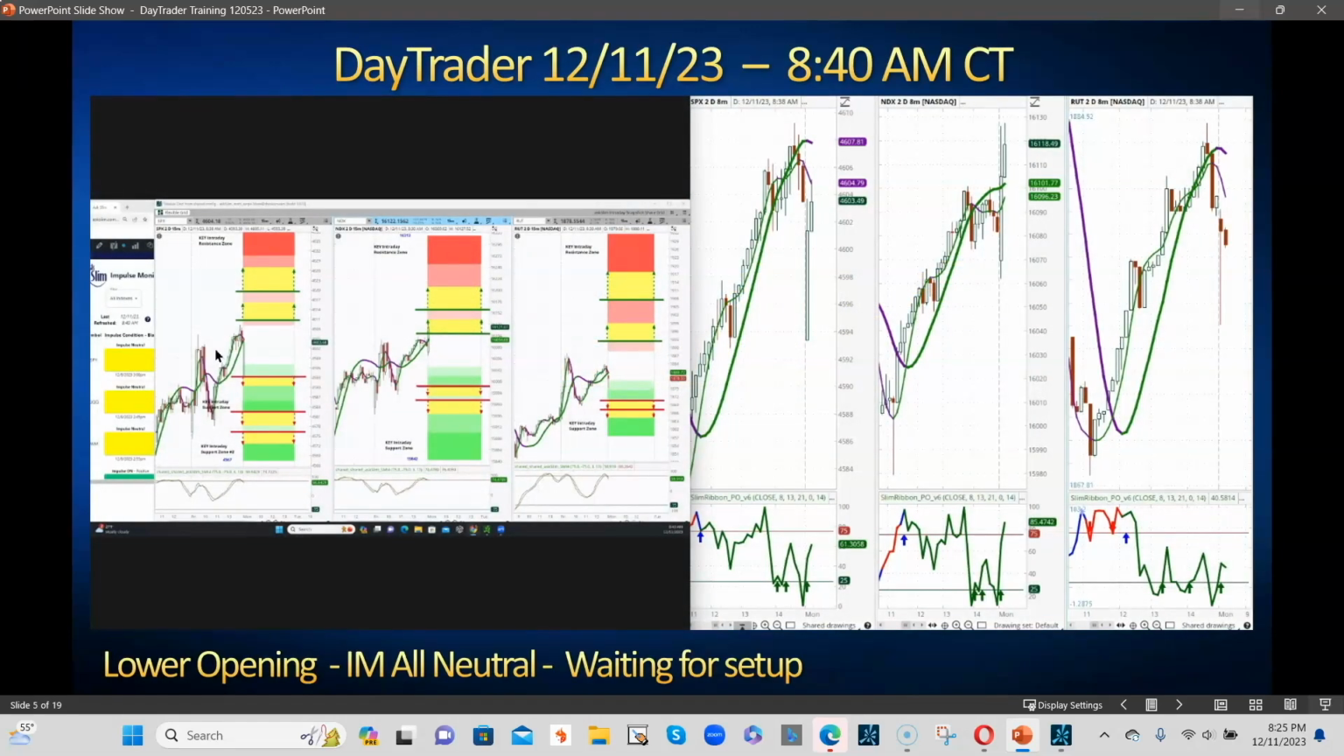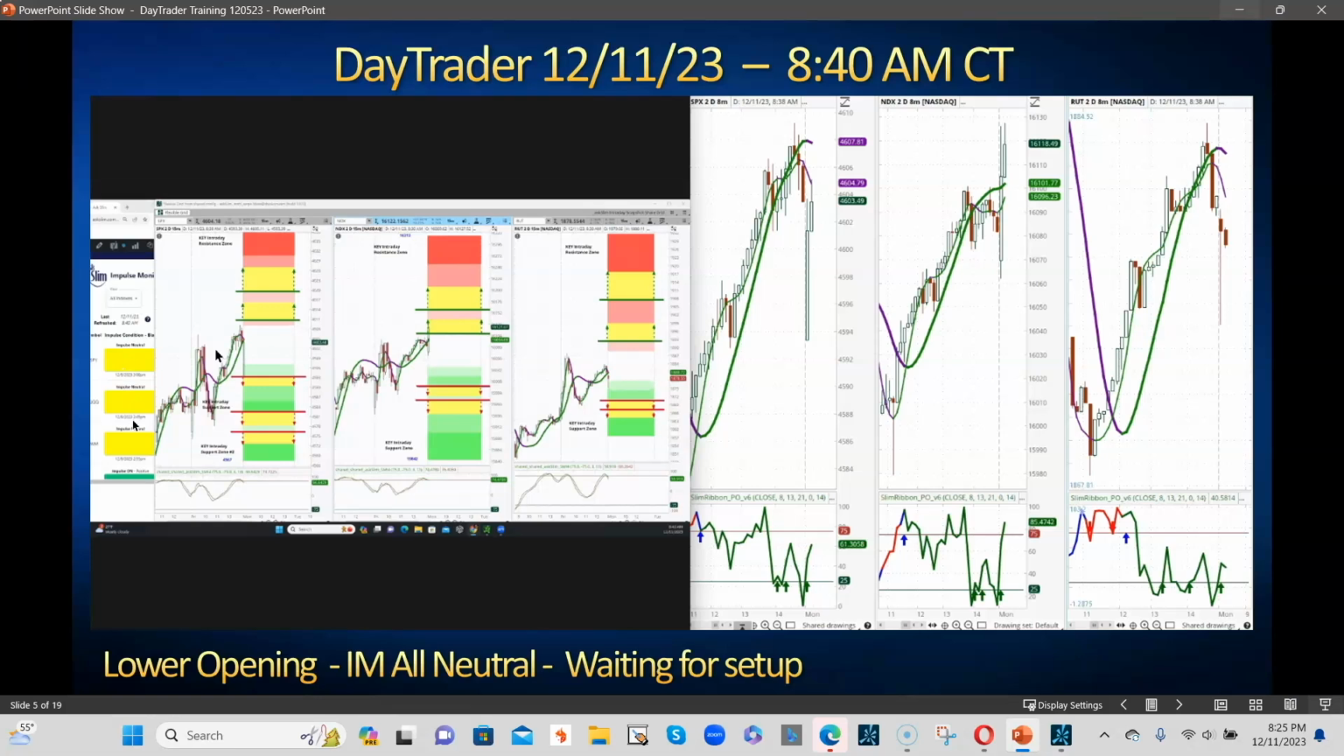So here's the setup that we have in here we're looking at. On the left side is the impulse monitor here on the opening, and this is a lower opening in the markets. Impulse monitor is all neutral, and we're waiting for a setup. This is at 8:40 a.m. Central Time, and the market, as you could see, just opened down.